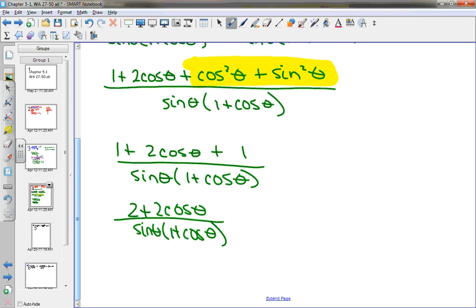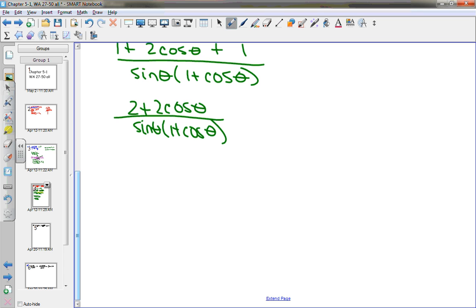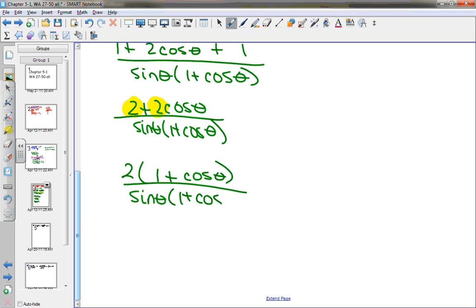Back to your Algebra 2 skills. Yesterday we talked about factoring. What's in common in that numerator? What's in common is they both have a 2. Do we see that? So if I pull a 2 out, I'm left with 1 plus the cosine of theta all over the sine of theta times 1 plus the cosine of theta.